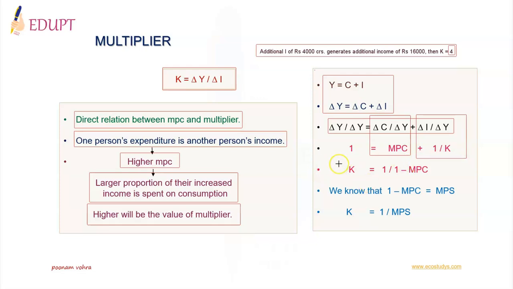So by reorganizing, you get K is equal to 1 over 1 minus MPC. And it is known that 1 minus MPC is equal to MPS. So multiplier is equal to 1 by MPS. That is, marginal propensity to save has an inverse relation with multiplier, or there exists a direct relationship between marginal propensity to consume and multiplier.